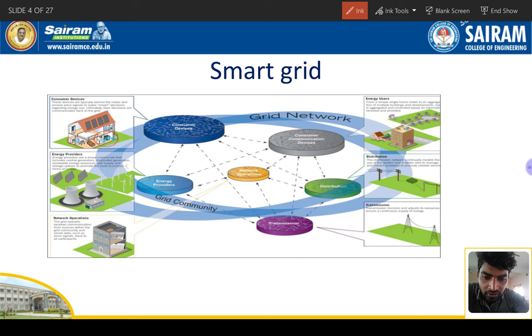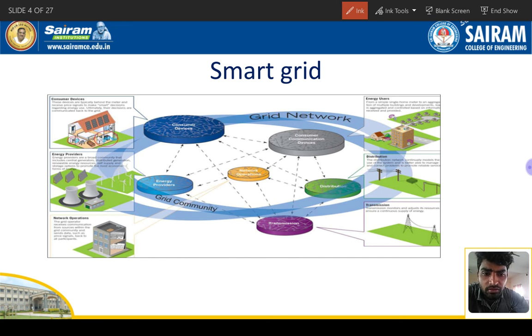First I'll take the energy provider. Energy providers like thermal, solar, wind power plants or nuclear power plants or whatever. Those are the energy providers for the power system components of the smart grid. And next we have transmission, right. After generation, we have transmission. See here, transmission is interconnected with distribution, network operation, consumer and then consumer communication devices.